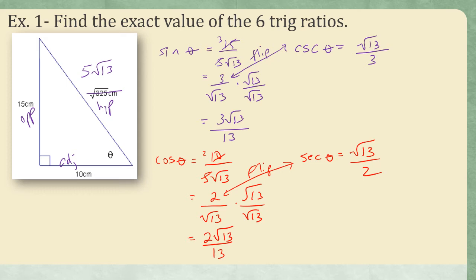And the last one, tan theta, opposite over adjacent, 15 over 10. That one reduces quite nicely, 3 over 2. Cotangent theta, just the flip of that, the reciprocal, 2 over 3. There is the exact value of our 6 trig ratios.